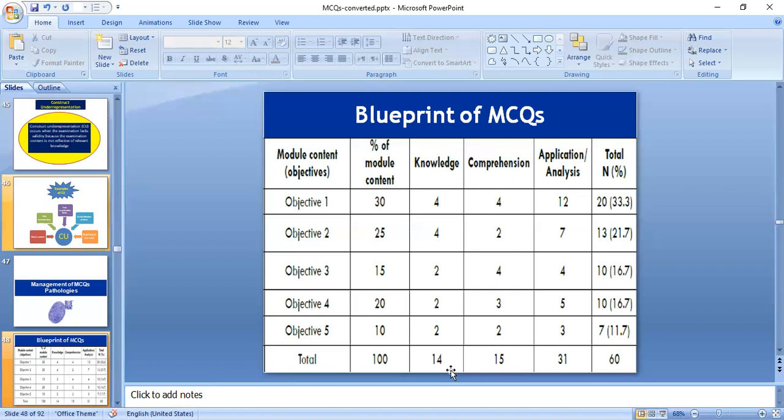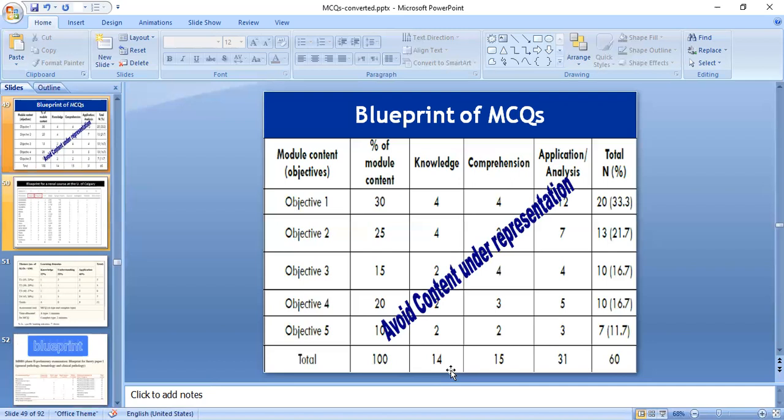Now if you don't have knowledge of Bloom's taxonomy, you cannot construct the blueprint. So a teacher who wants to make a blueprint should have knowledge of Bloom's taxonomy, that is, what we mean by knowledge, comprehension, application, analysis. If the teacher has the information of C1, C2, P1, P2, then he or she will be able to construct all these questions and this table, which means the blueprint of the MCQs.